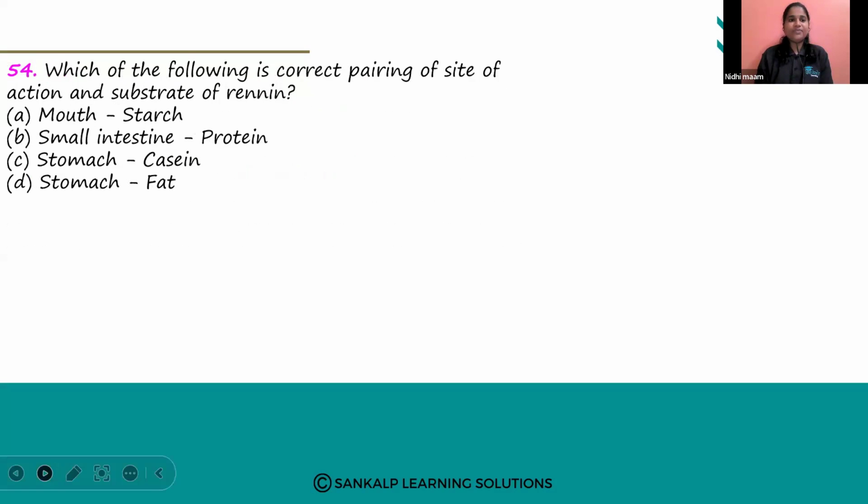Next question: which of the following is the correct pairing of site of action and substrate of renin? Mouth, starch digestion; small intestine, protein; stomach, casein; stomach, fat. Which of the following is the correct pairing of site of action and substrate of renin?